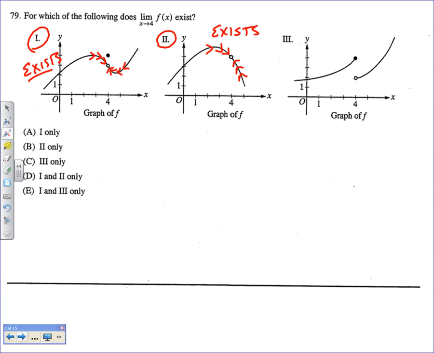Roman numeral 3, I hope you can see the problem. The target is one thing when we come from the left, and it's a different thing when we come from the right. There is no limit for the last one, right? And so to summarize this one, it seems that D is our only choice. That's number 79.